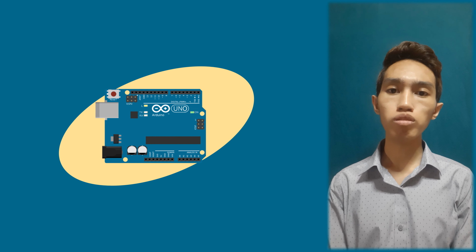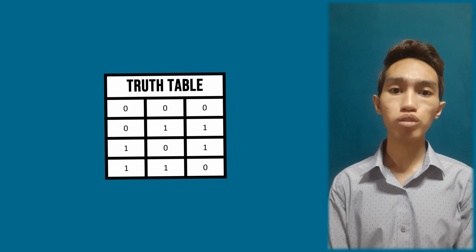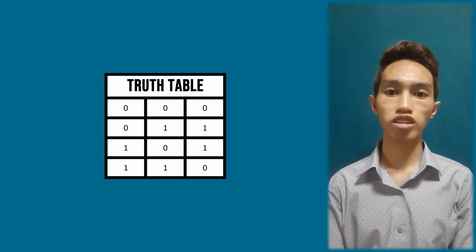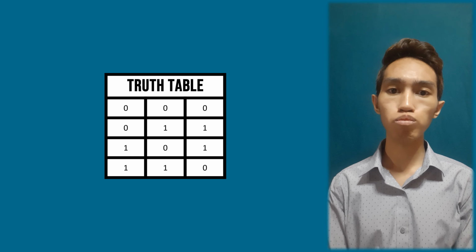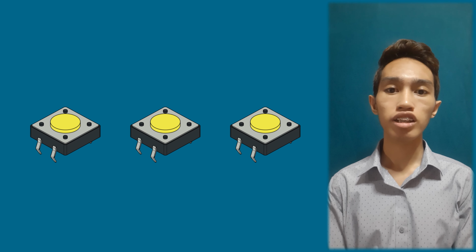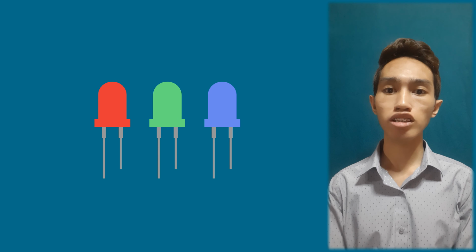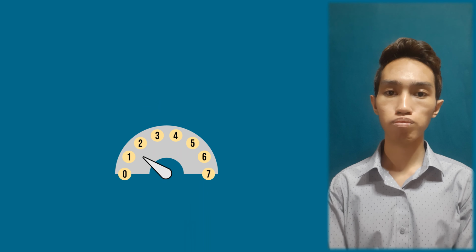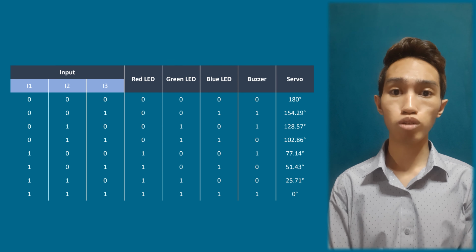First, I am going to discuss the truth table to which my Arduino Uno project would operate. The inputs of my project are 3 push buttons. The outputs are 3 LEDs, a buzzer, and a servo. Here is the truth table of my project.